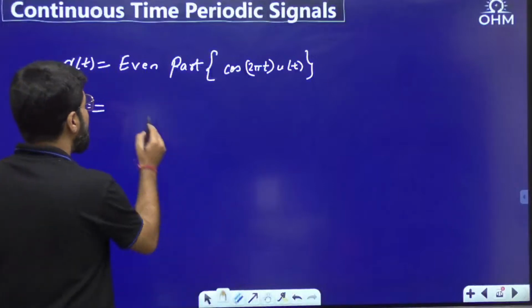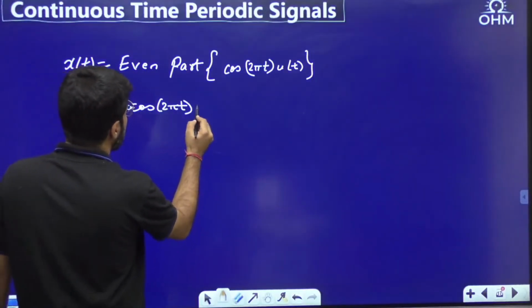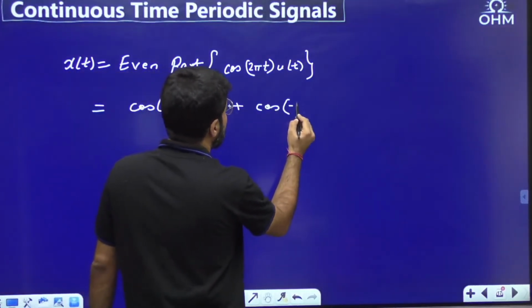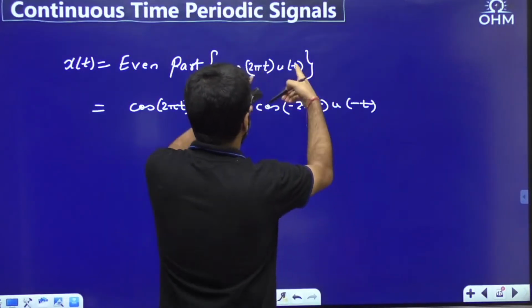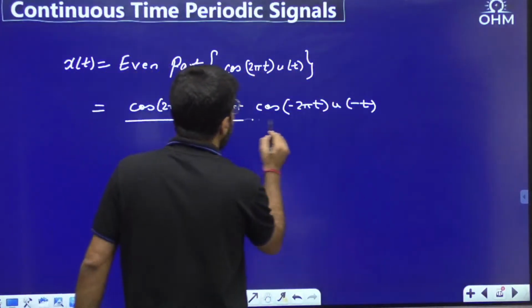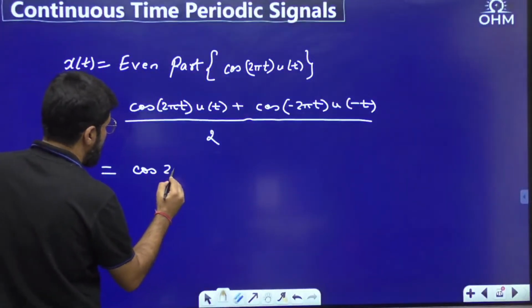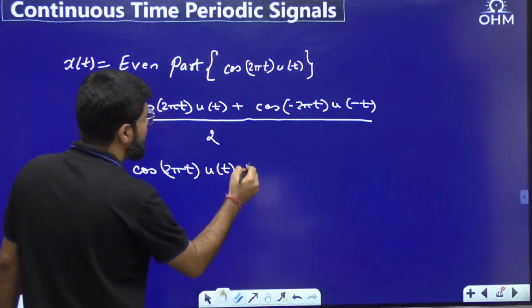Let's write it down. It is equal to the signal x(t) itself, cos 2 pi t u(t), plus x(minus t), so cos(minus 2 pi t) u(minus t), with t completely replaced by minus t, and the whole divided by 2. Now, this is cos 2 pi t u(t). Now come to the next part. We all know what cos minus theta is.